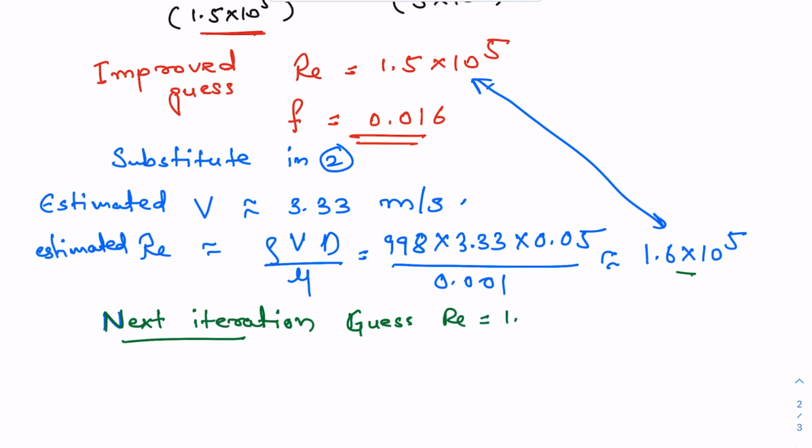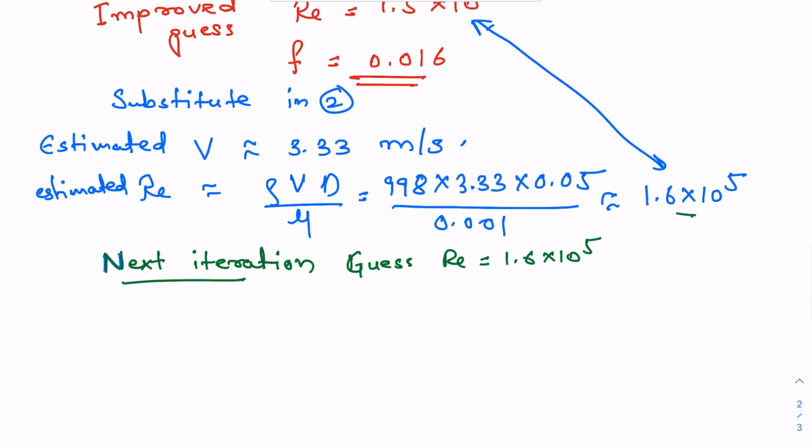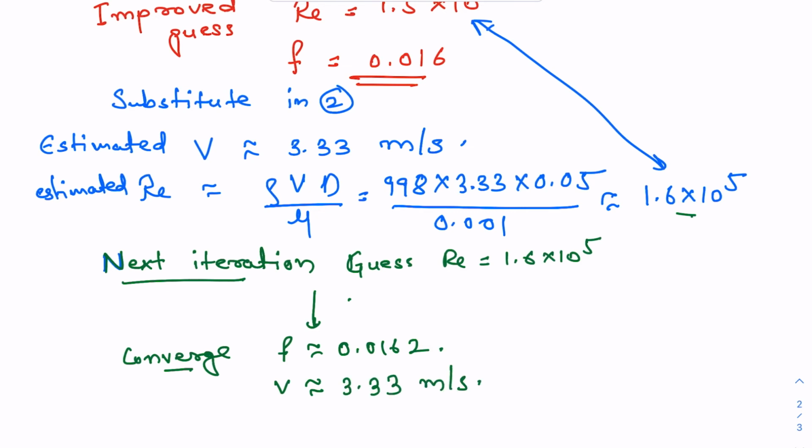Re to be equal to 1.6 and find the friction factor. And if you do these iterations, you will converge to a more correct value of friction factor, which is 0.0162. And again, velocity won't change that much, it will be 3.33 meters per second. And your Reynolds number is close to 1.66 times 10 power 5.